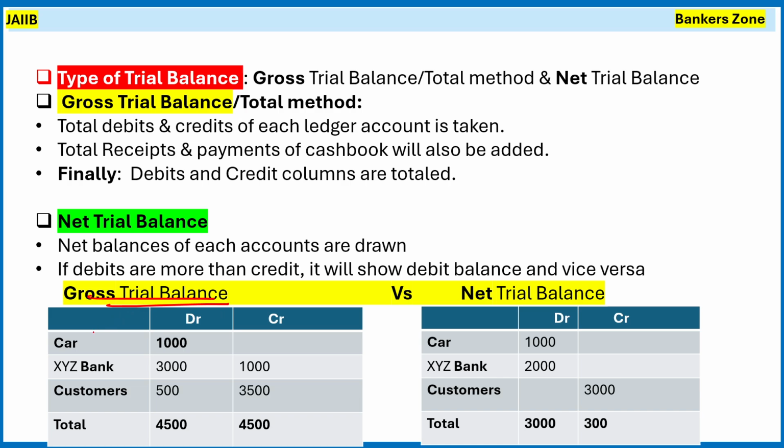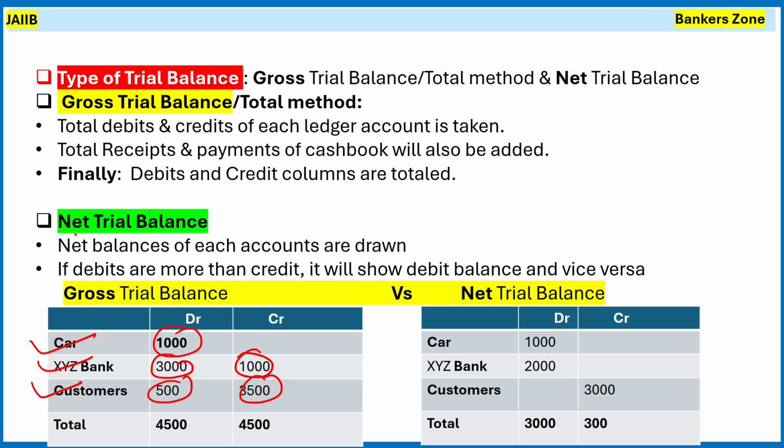for every account we are taking two entries. For example, car debit is 1000, XYZ bank debit is 3000 with corresponding credit of 1000. For customers, debit is 500 and credit is also there, right? That means for every aspect of the account, we are taking debit and credit both. Right, this is called the gross trial balance.